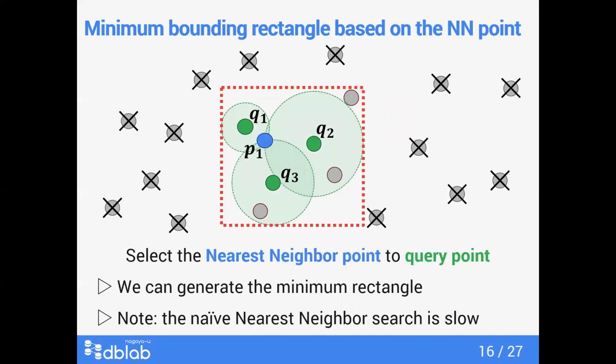In fact, in order to create the smallest rectangle, we need to select the nearest neighbor to the green query point. When we search the nearest neighbor points on TINs in a naive way, it is slow. But there's some research on indexes to search the nearest neighbor points faster.